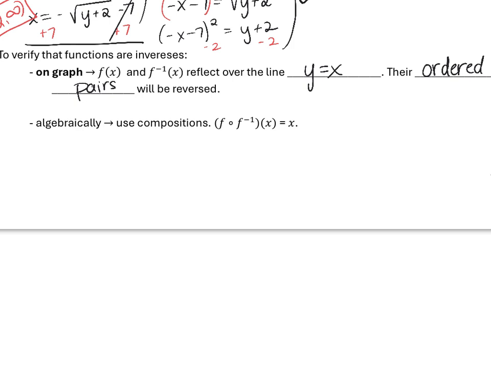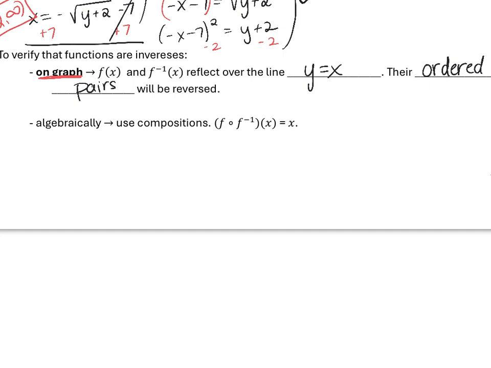Okay, this is the easy way. You can verify this on a graph by verifying that the ordered pairs are reversed. This is the algebraic way that you would verify that an inverse and its original are actually inverses of one another. This is the harder way. This is why we did compositions. Remember that little open circle?